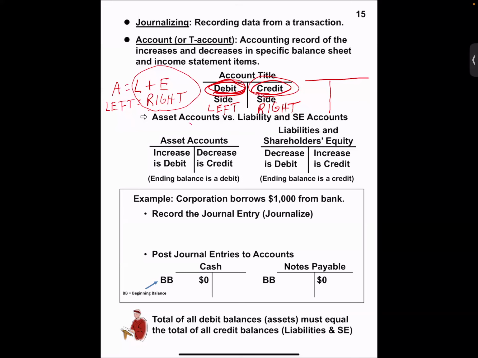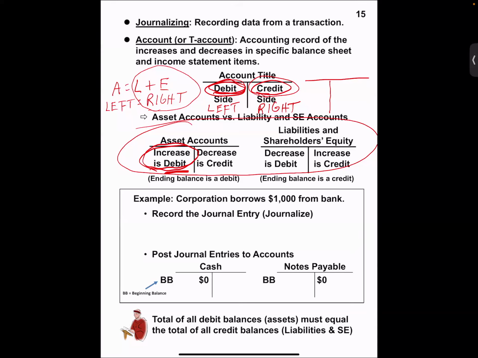So we come down to this part of the slide, and we see four possibilities: increase or decrease an asset, decrease or increase liabilities or shareholders' equity. What I like to remind students is, as long as you know that to increase an asset, we debit the account. Assets normally have a debit balance, and to increase an account, we use its normal side. So to increase an asset, we debit it.